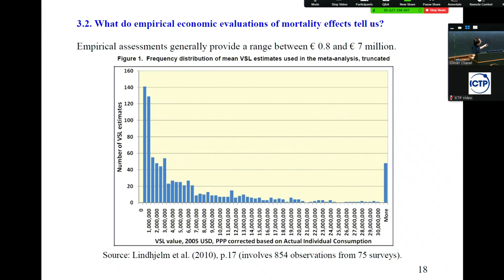You have here on the y-axis the number of studies, and here on the x-axis the value in US dollars. And you see that most of the valuations of a prevented fatality are between, let's say, 1 and 7 million euros. Most of the values are in this range here.